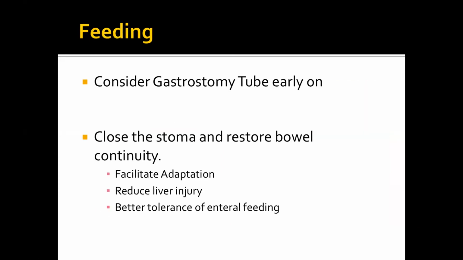Consider gastrostomy for tube feeding, close the stoma and restore the bowel continuity later on, because this will facilitate adaptation and reduce liver injury. The patient will tolerate the feeding better if they have the ostomy closed.